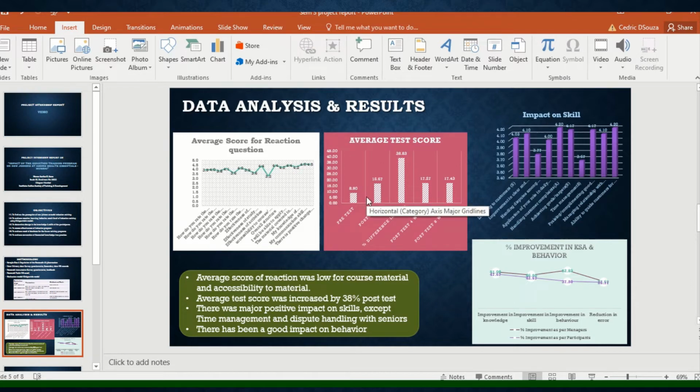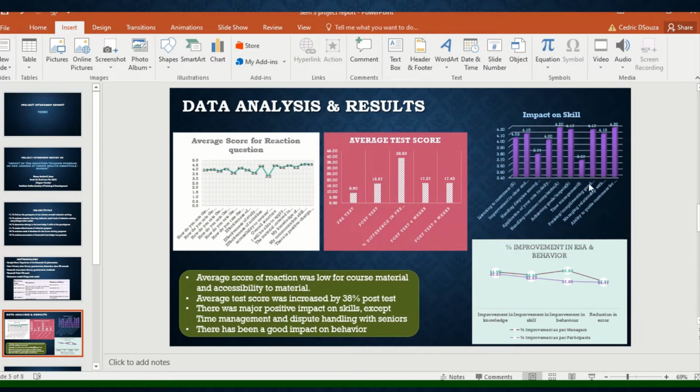The second image shows average test score. For the pre-test, you can see the average score was 8.8, and post-test it was 16.67. So the difference in pre-test and post-test is 38%, and after 4 weeks we administered the same questionnaire again, and the value is 17.37, and after 8 weeks administration of the same questionnaire it was around 17.43. So we can see from pre-test to post-test there has been a significant difference. So we can say the learning has taken place.